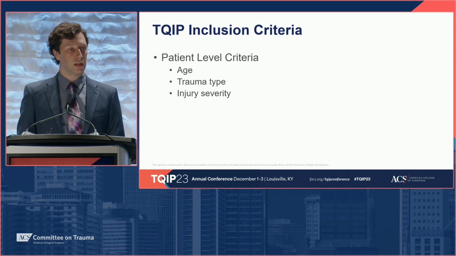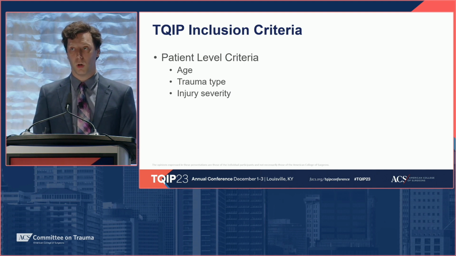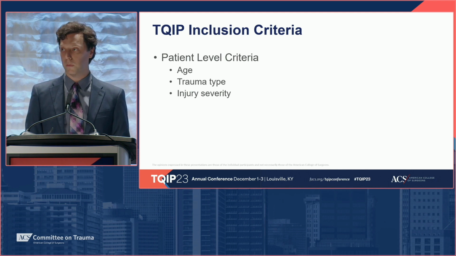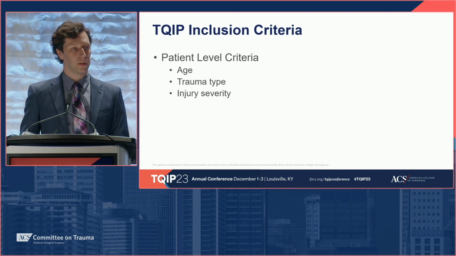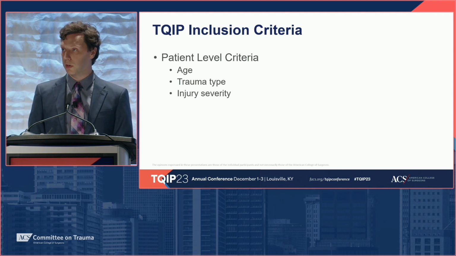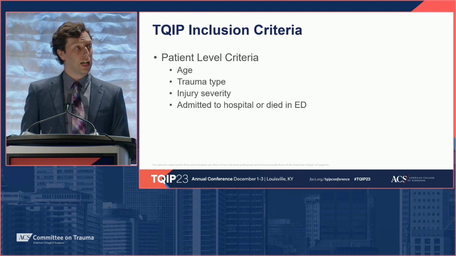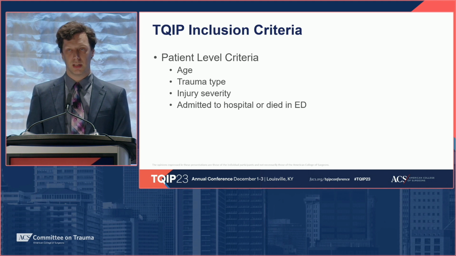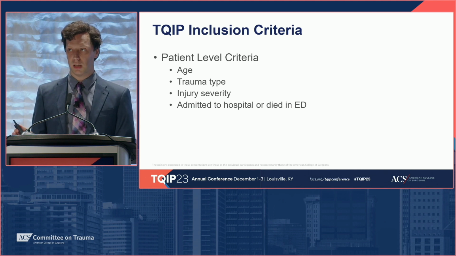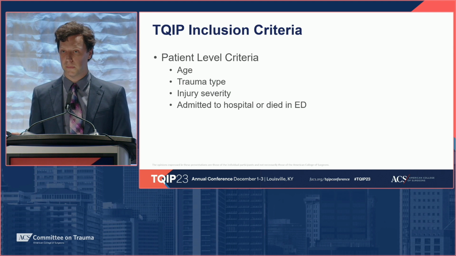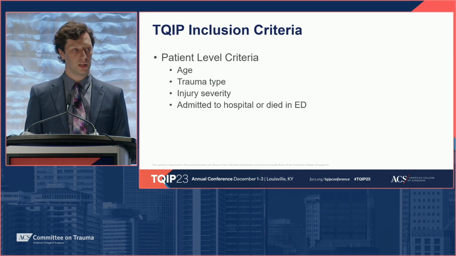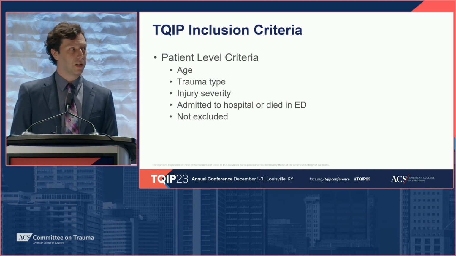Injury severity. The patient has to have at least one valid AIS 2005 injury with a severity between 3 and 6 in AIS chapters 1 through 8, or an equivalent AIS 2015 injury. They have to either be admitted to the hospital or have died in the emergency department. If they're discharged from the ED to their own home or to a jail or similar facility, they won't be included in TQIP. And they have to not be excluded.